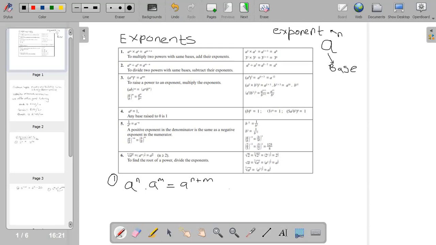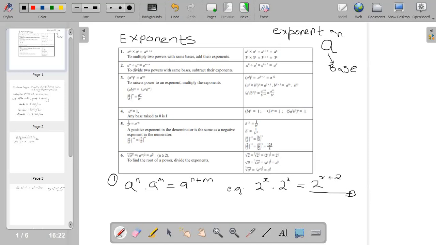For example, if we have 2 exponent x multiplied by 2 exponent 2, the answer would be, we'll take one base of 2 and then add the exponents, and this would be our answer. So if we have the same bases that multiply each other, we just take one base and then add the exponents. That's rule number 1.